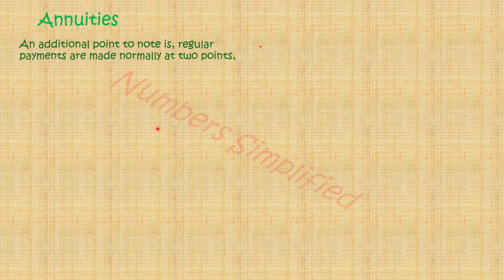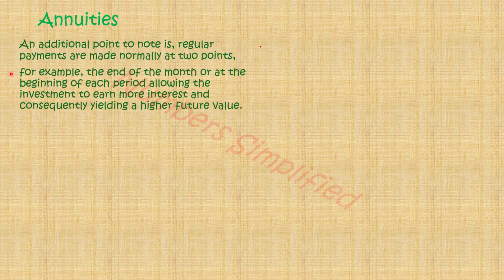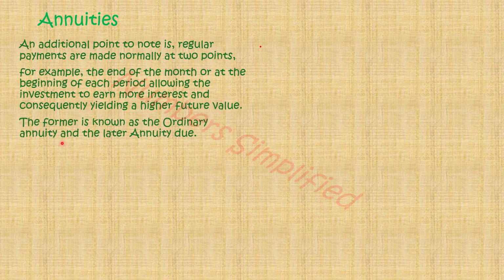An additional point to note is regular payments are made normally at two specific points. For example, at the end of the month or at the beginning of each period. Therefore, allowing for an investment to earn more interest and consequently yielding a higher future value. The former is known as the ordinary annuity, and the latter is known as annuity due.